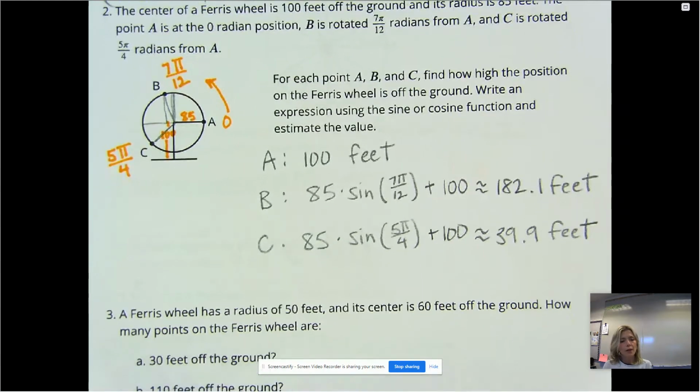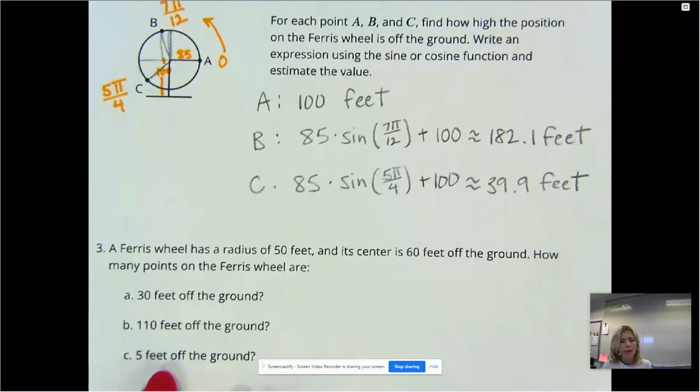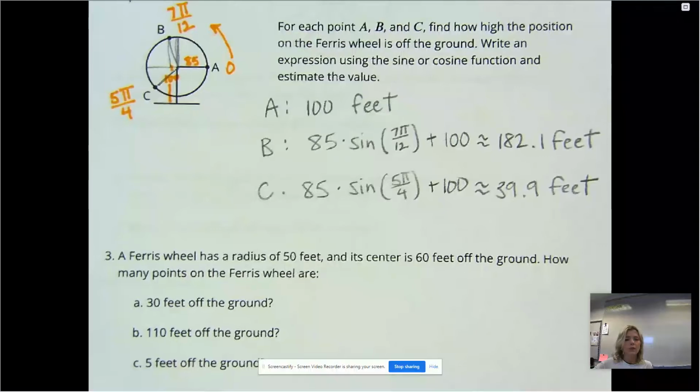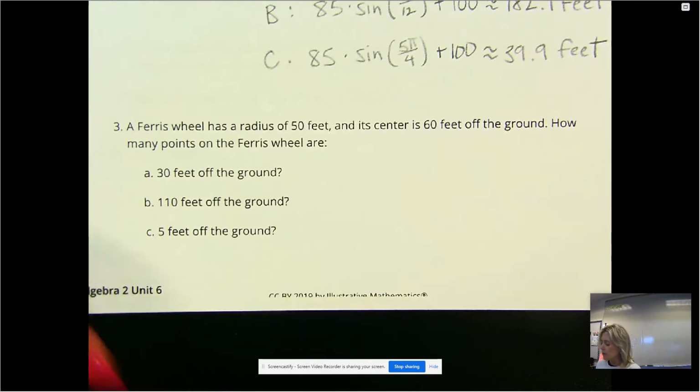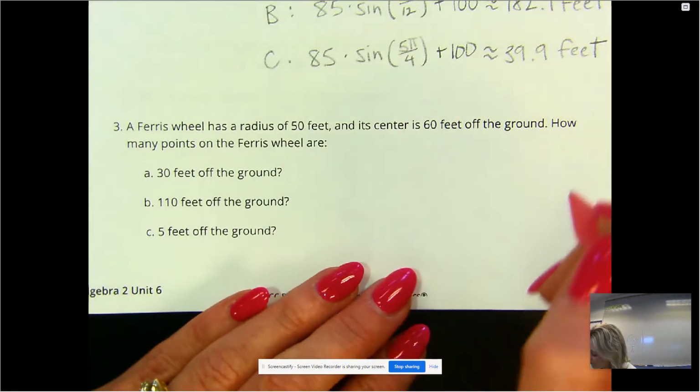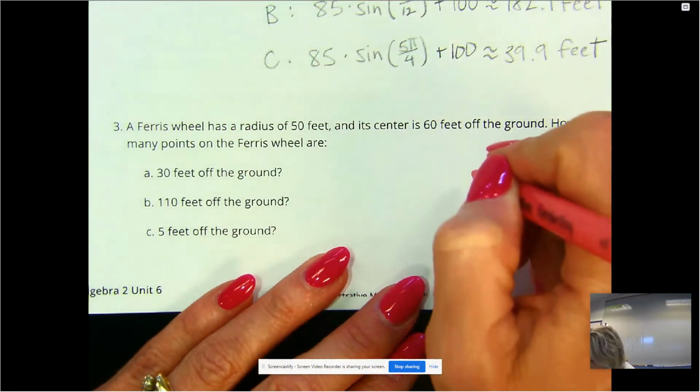Next, a Ferris wheel has a radius of 50 feet, and its center is 60 feet off the ground. How many points on the Ferris wheel are 30, 110, and 5 feet off the ground? Okay, this is a great question and a really good time to use a diagram. So I'm going to make a diagram similar to the one that's on number 2.